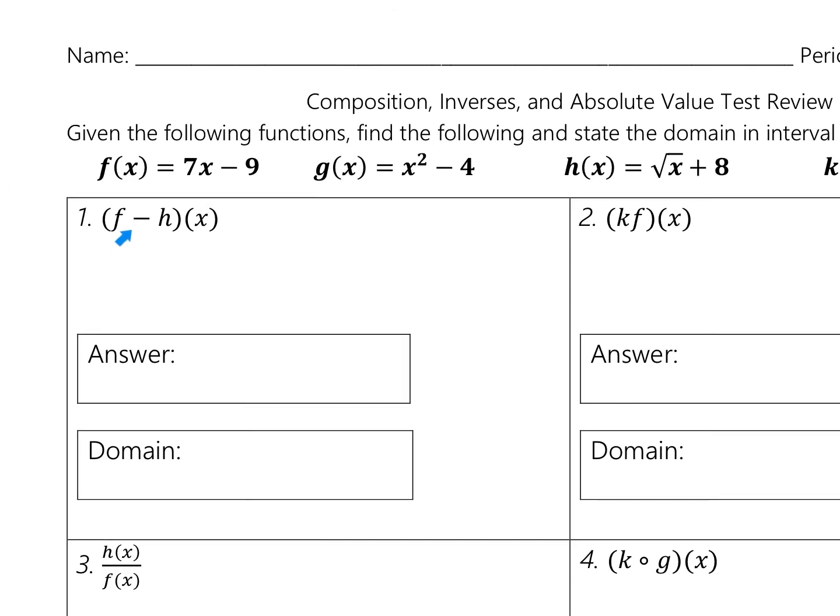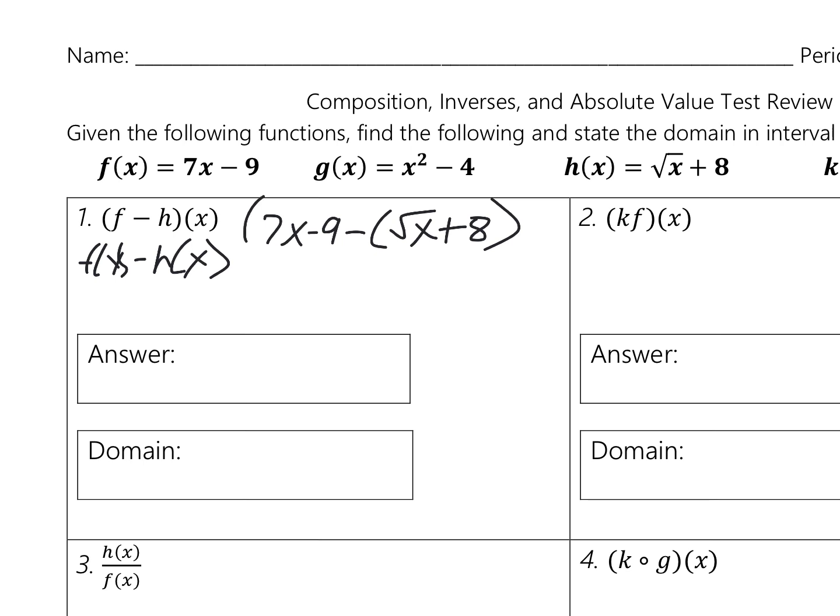This one is asking you to subtract f of x minus h of x. Okay, so we have f of x up here and we have h of x here. So I'm just going to go ahead and set that up as a subtraction problem. By the way, again, this is f of x minus h of x. All right, so if we work that out, we have 7x minus 9. And then we are subtracting all of h of x. So I want to be sure to put it in parentheses, the square root of x plus 8. Okay, we can put them both in parentheses if you would like. I just want to ensure that you are subtracting both of these terms.